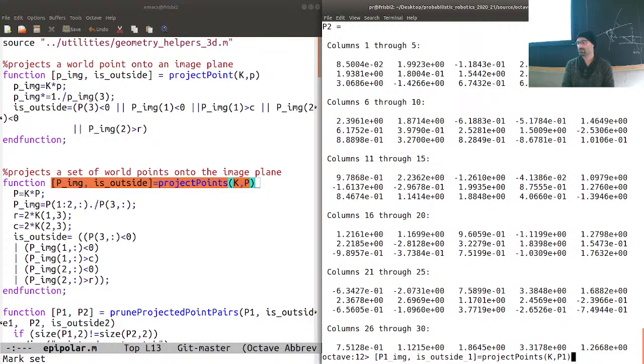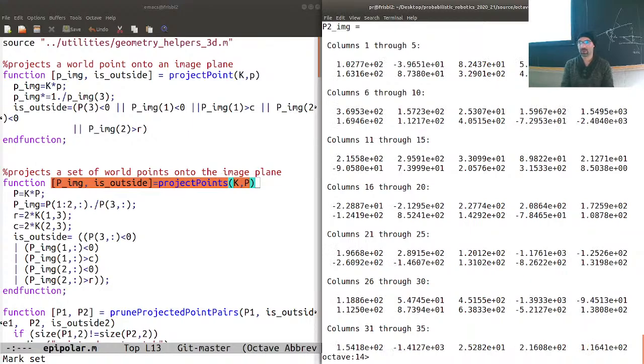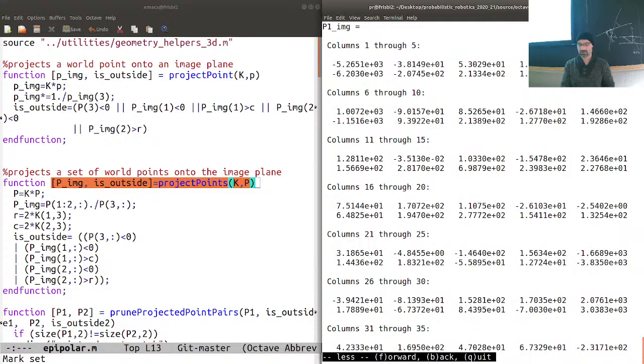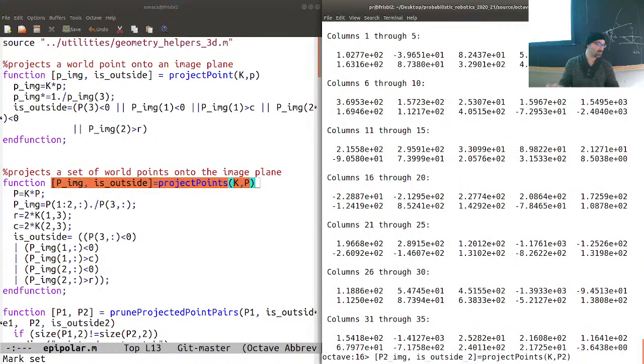Project point KP1. Okay, we have the points. And then we do the same for the second one, P2. Okay. And then at this point, no. Is 1 and is outside 2. Okay. And then we can triangulate them. We have P1 EMG, P2 EMG.